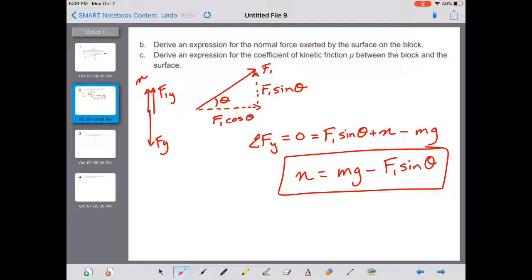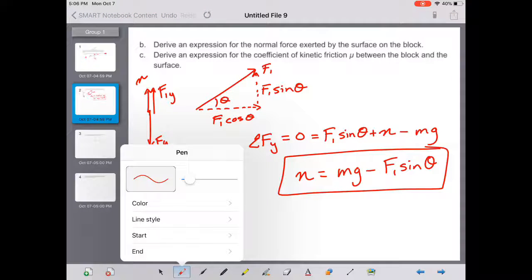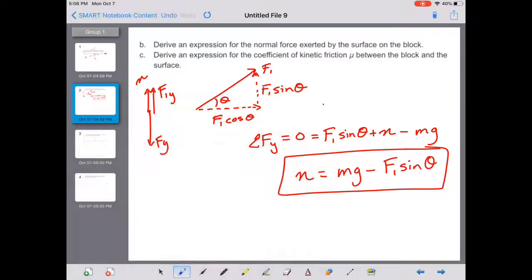Now, on this one, you get 1 point for this step right here at the beginning, which is simply writing that equation out, and then you get 1 point for the correct answer. So part B had 2 points. So we're already at 6 points total out of 15 on this problem.